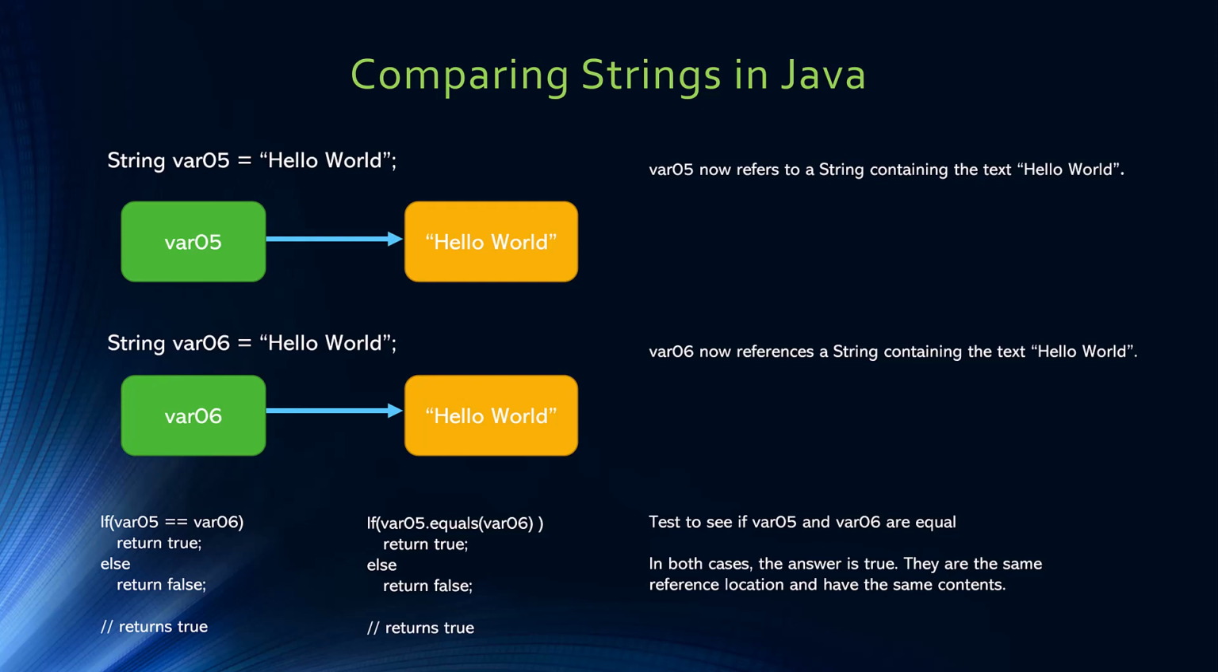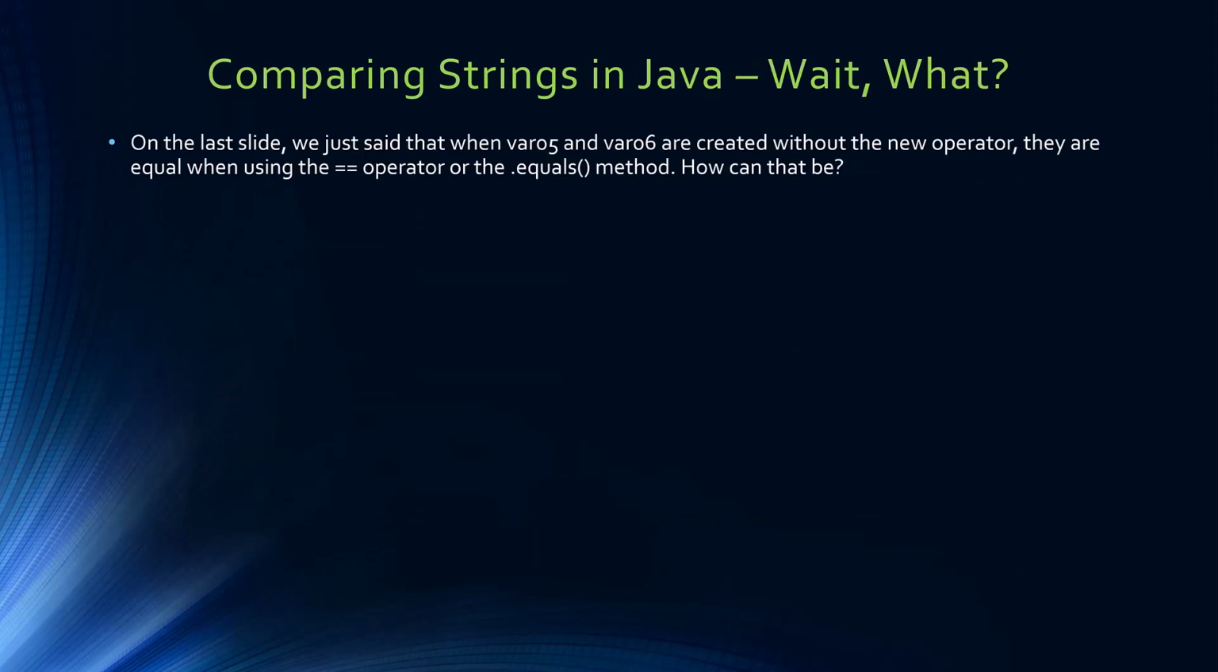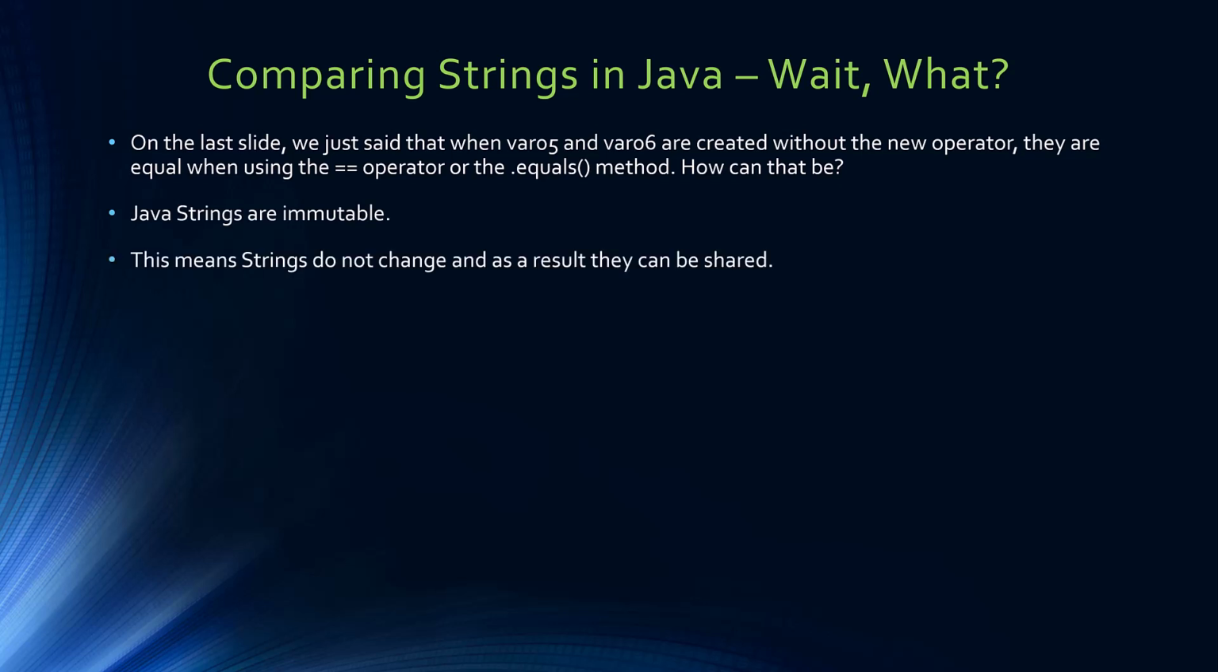On the last slide, we saw that var05 and var06, when created without the new operator, are equal using either the double equals operator or the dot equals method. Why is that? First, a little review on Java strings. Java strings are immutable, meaning you cannot change individual characters of the string. So just as the number 99 is always 99, the string hello world cannot change.